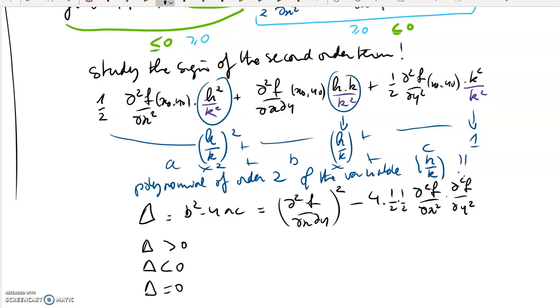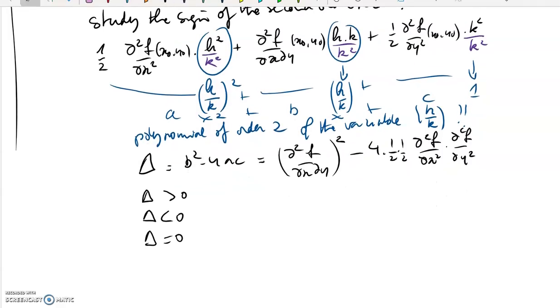The easiest case for what we want to study is going to be the case where delta is smaller than 0. Why is that? Because then our polynomial has no roots.